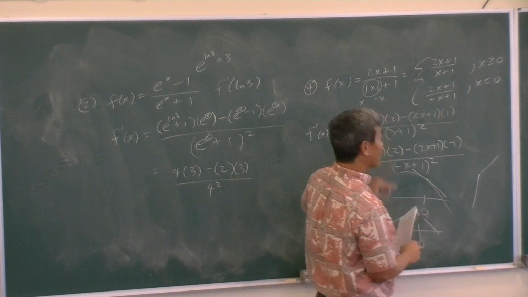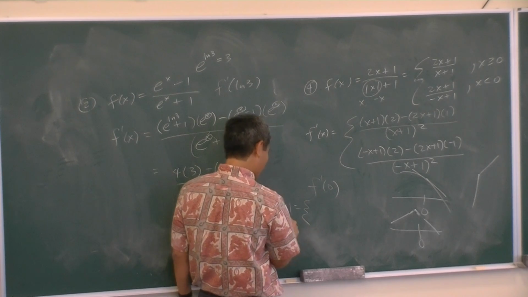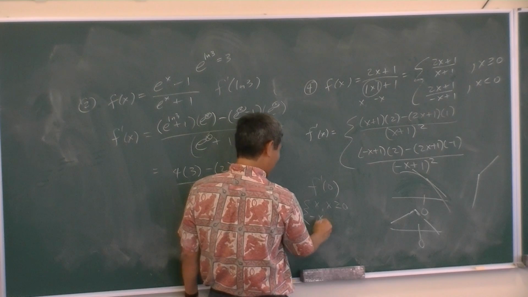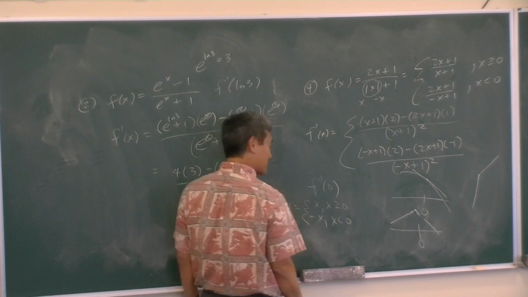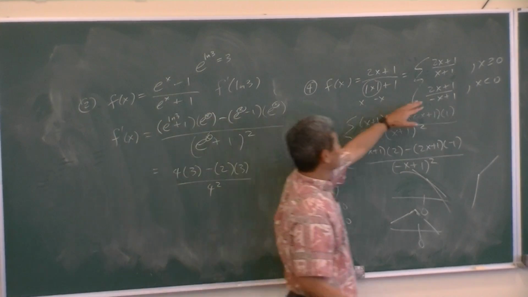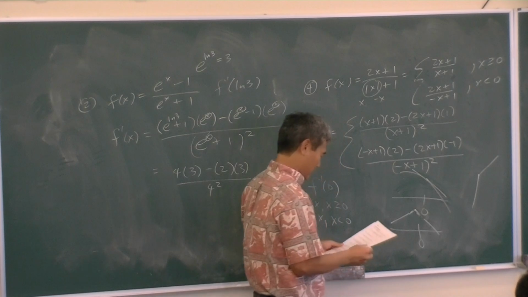Because remember the definition of absolute value? What's the definition of absolute value? It's equal to itself when x is greater than or equal to 0, and it's equal to the opposite of itself when x is less than 0. So whenever you make the piecewise function, it's always going to be this and this.